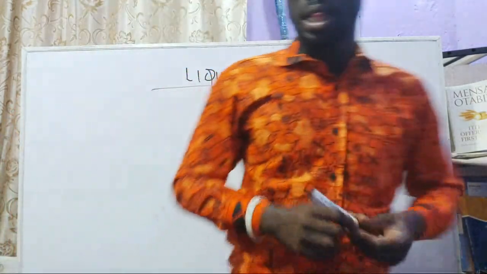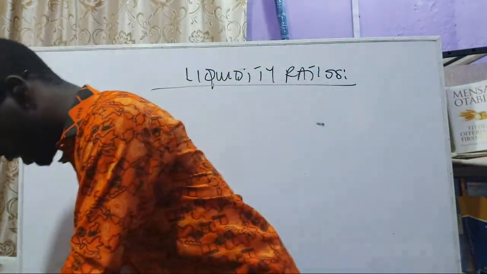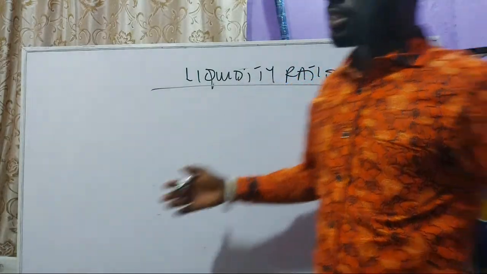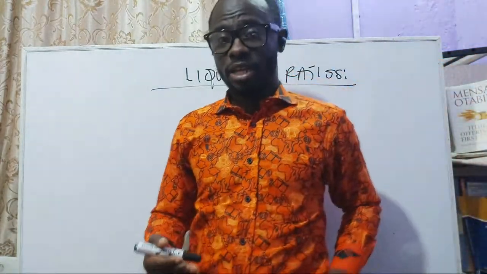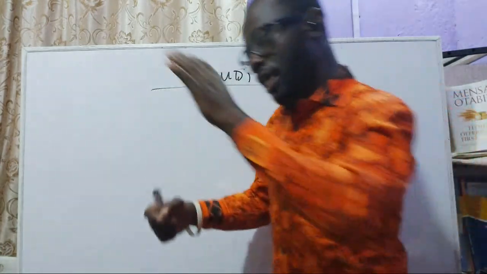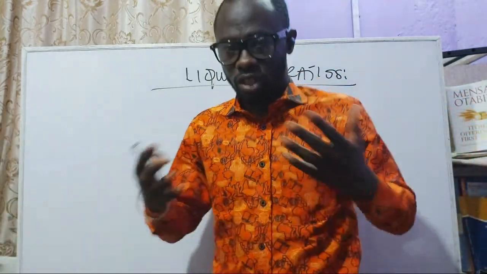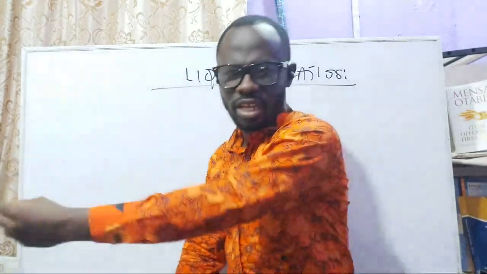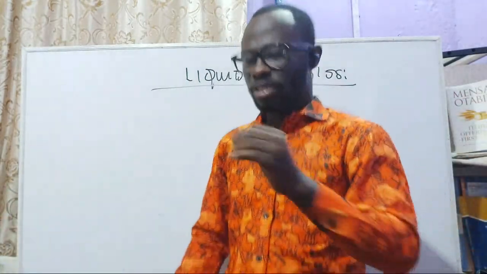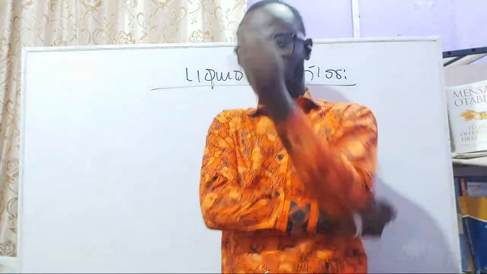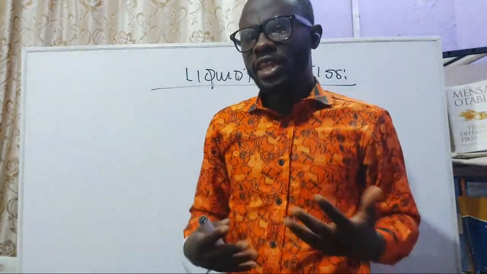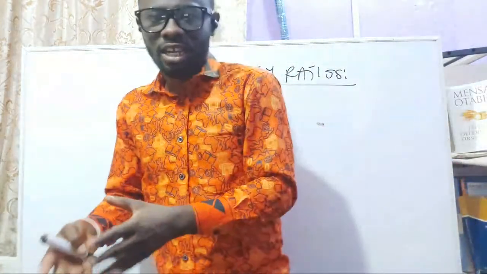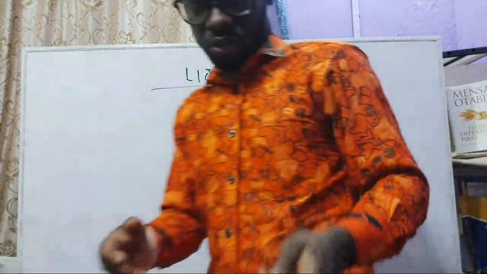Liquidity ratios. Now remember what I told you about the liquidity ratios. I told you that it's about assessing the entity's ability to pay its short-term debt as and when they fall due. So the ability of the organization to pay its short-term debt as and when they fall due is what we mean by the liquidity ratios. Not only that, I told you that the liquidity ratios are closely linked with the working capital ratios, right?